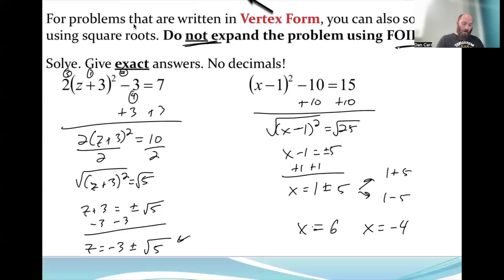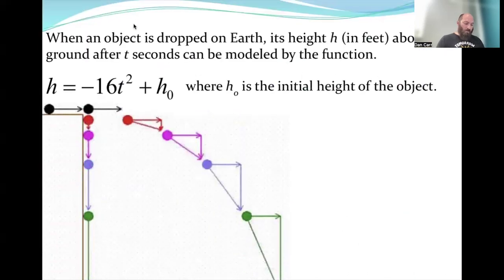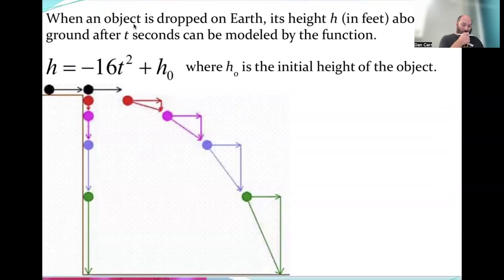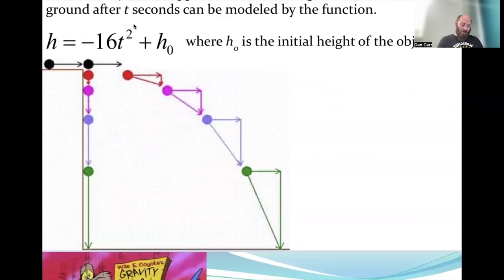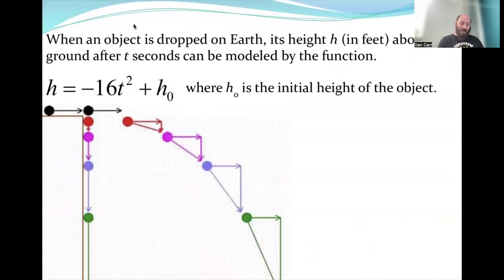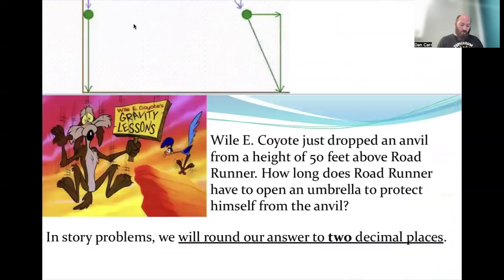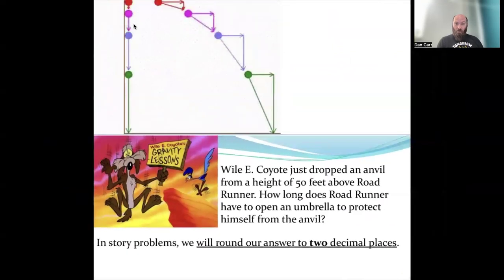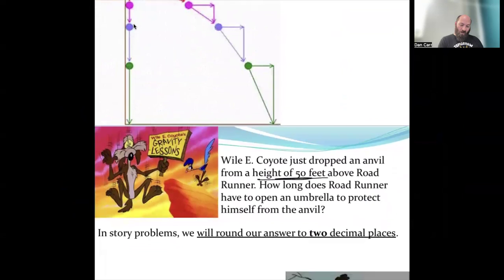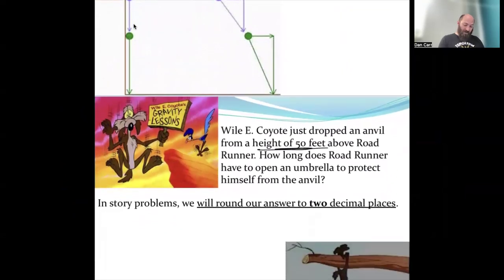Okay. A couple more to do, some word problems here. When an object is dropped on Earth, its height in feet above the ground after t seconds is given by this equation, where h sub 0 is the initial height. So if I look at that, zoom out a little bit. Wile E. Coyote just dropped an anvil from a height of 50 feet. How long does Roadrunner have to open an umbrella to protect himself from the anvil? Some old references here.